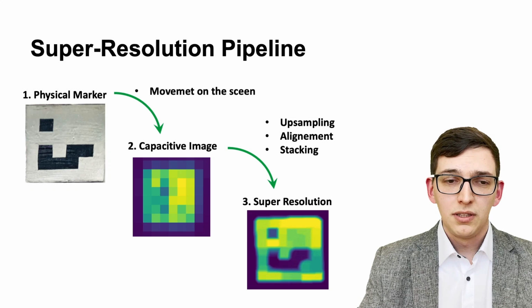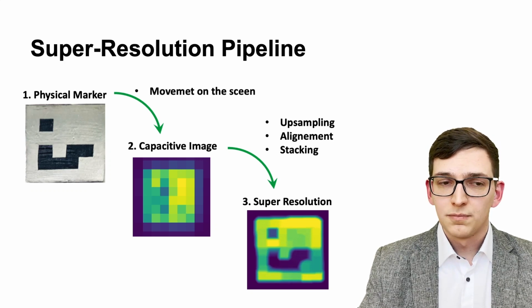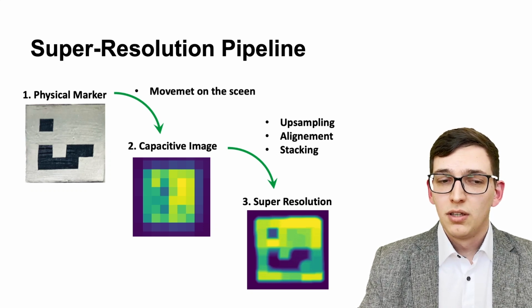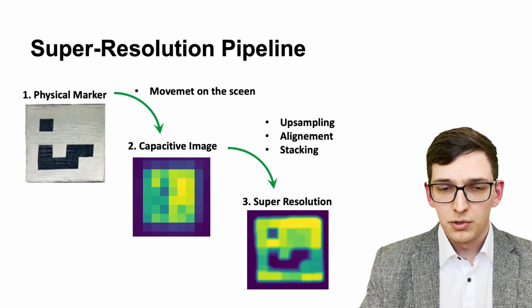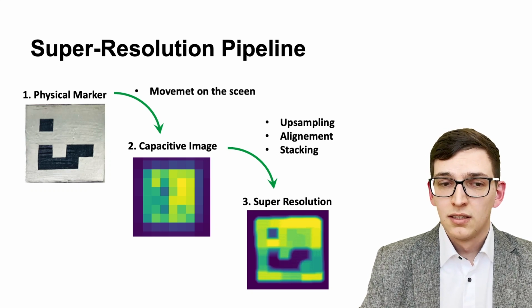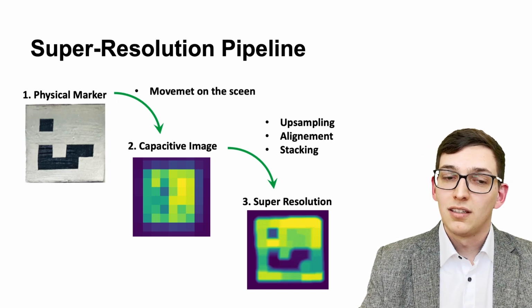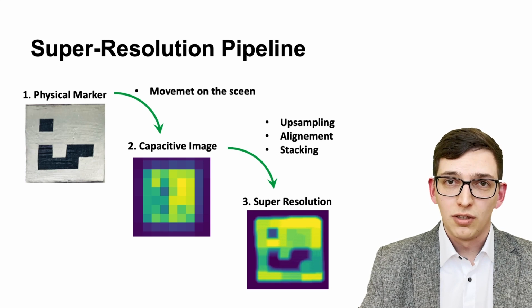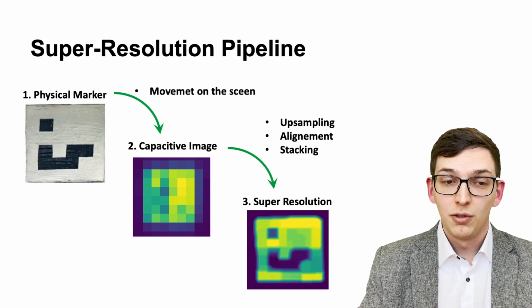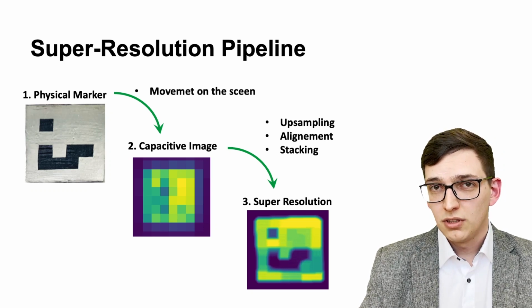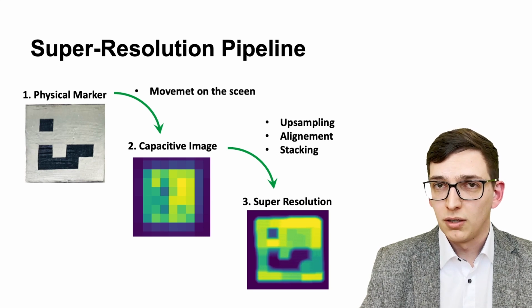A similar approach we now used for the capacitive data. For the pipeline, we have the physical marker that is placed on the touchscreen. By motion induced by a human, we get multiple differently looking capacitive images. Those images can then be upscaled, aligned and stacked, speaking on a high level, and then they give you a super-resolved capacitive image. If you look at the image, you can see the information clearly in the super-resolved image, however not in the capacitive raw image.